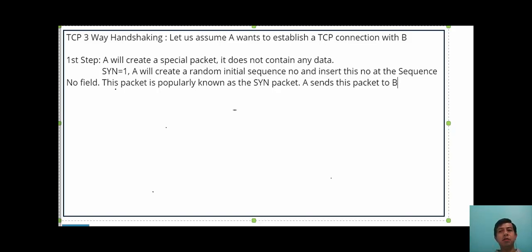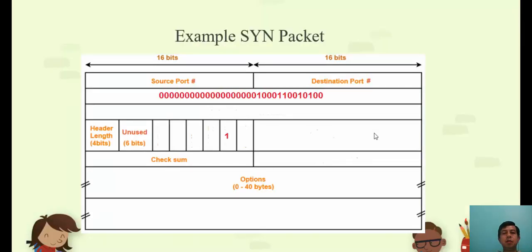Now what will be the structure of this particular packet, this first packet? The structure is very simple. Let's see how this packet will look. This packet looks something like this. Now I have removed those fields which are not very important for this packet. Like we do not have data in this packet, so I have removed the data field. This field is not important, this field is not important, so I have removed those fields.